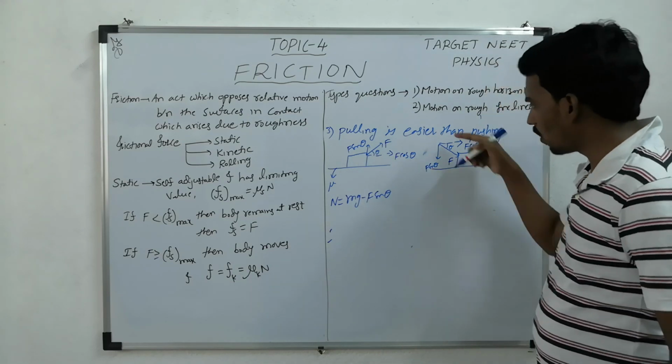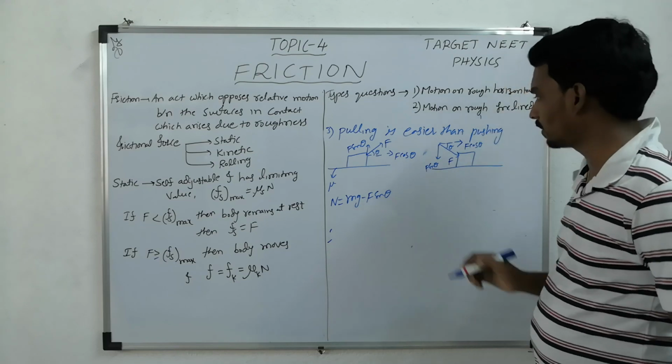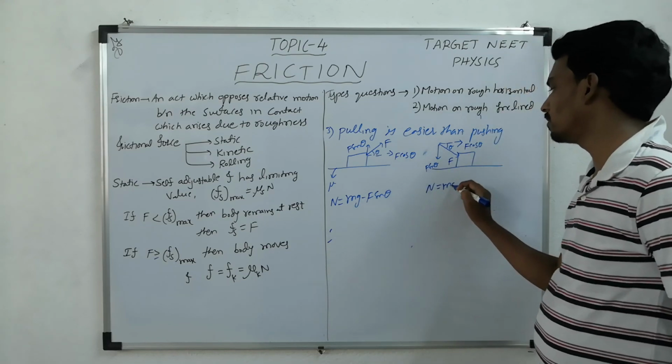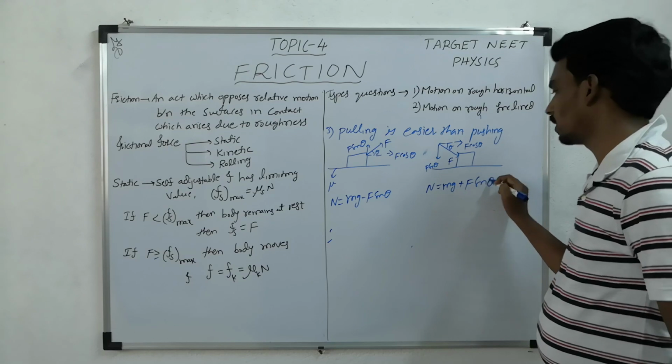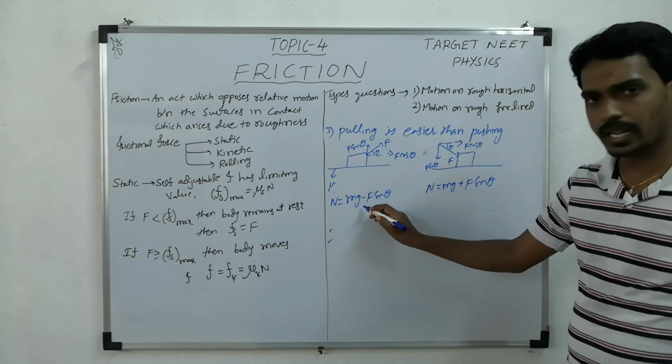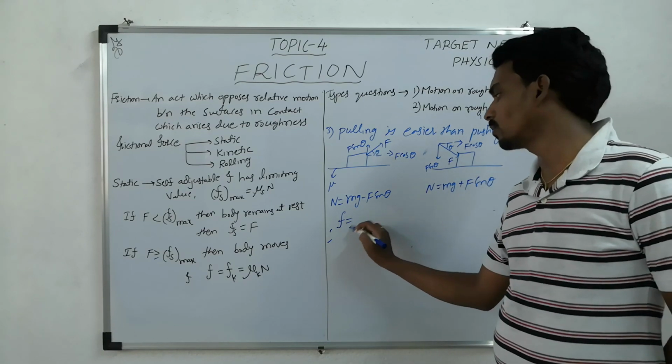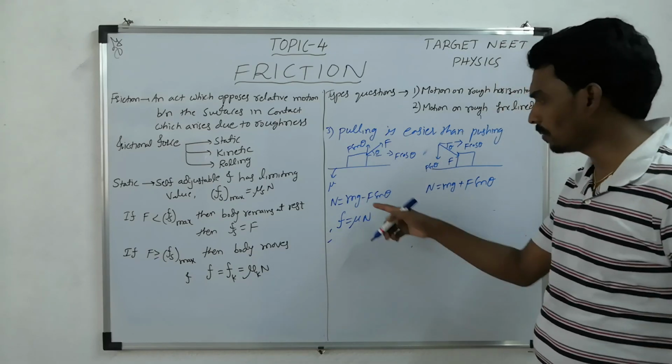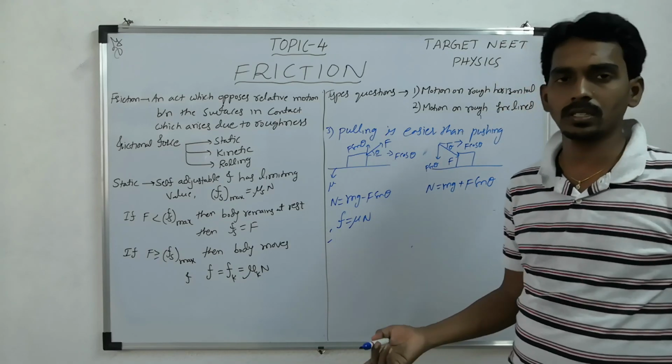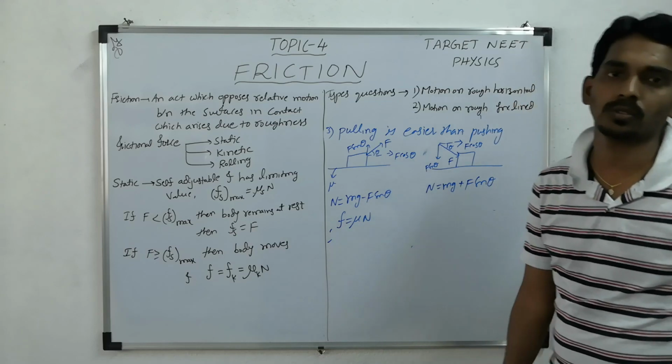Here mg is down, F sin theta is down, n is up. So n will become mg plus F sin theta. So here the normal reaction is less. Friction is mu n, so here friction is less, and here friction is more. So obviously pulling is easier than pushing.